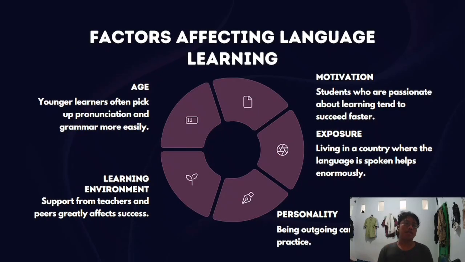There are five factors affecting language learning. First, motivation. Students who are passionate about learning tend to succeed faster. Second, exposure. Living in a country where the language is spoken helps enormously. Third, personality. Being outgoing can encourage practice. Four, learning environment. Support from teachers and peers greatly affects success. Five, age. Younger learners often pick up pronunciation and grammar more easily.